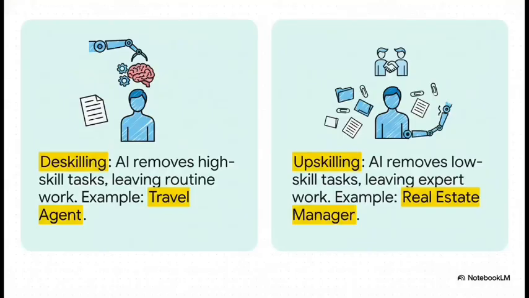And when you use that metric, you see two totally different paths emerge. Path 1, de-skilling. Think of a travel agent. Maybe AI takes over the really complex planning, a high-skill task. That leaves the human agent with the more routine stuff, like collecting payments. Path 2 is upskilling. Think of a real estate manager. Here, AI might automate all the boring admin work, the low-skill stuff, which frees up the manager to focus on high-skill work, like negotiating big contracts.